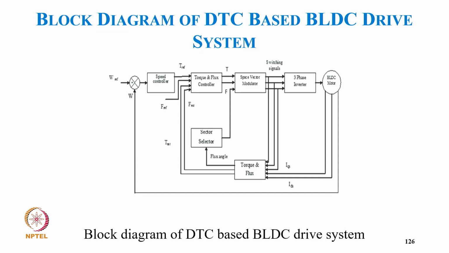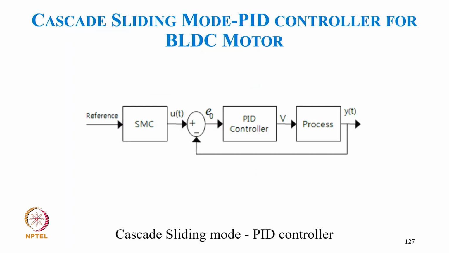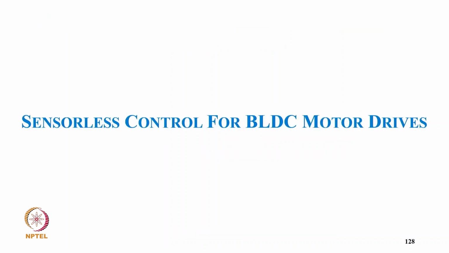We again get space vector modulation, and we get the switching signal for the 3-phase inverter. And this is cascade sliding mode PID for BLDC. So we have a reference, and we use sliding mode control, then typically the output we give to PID control and then go to the process.